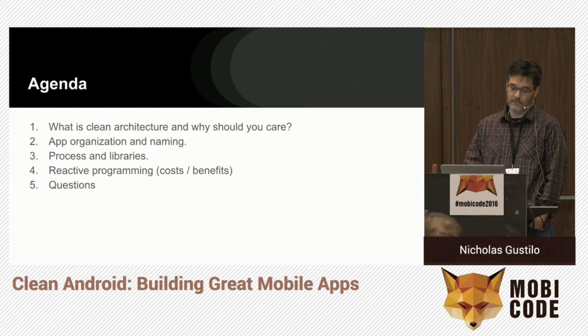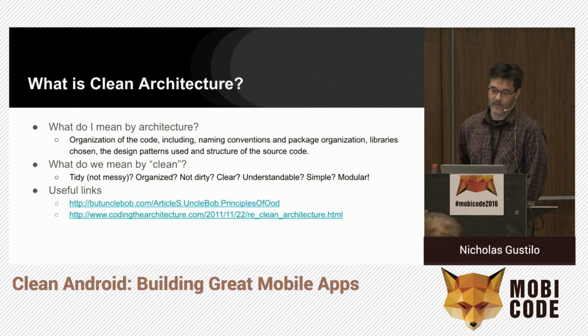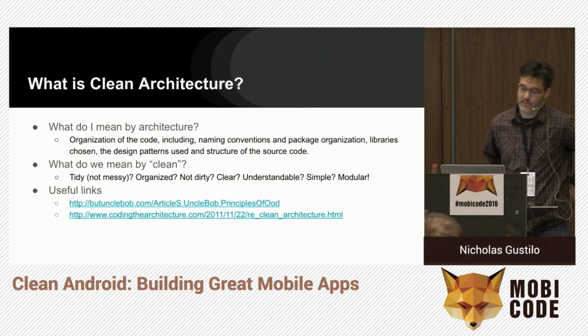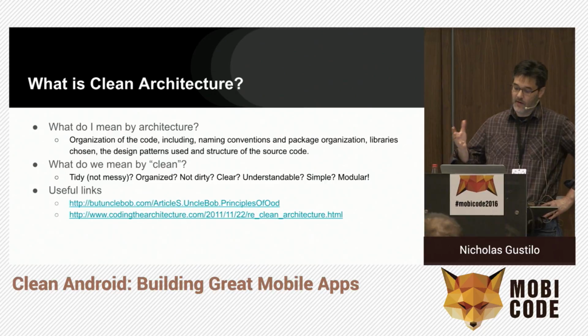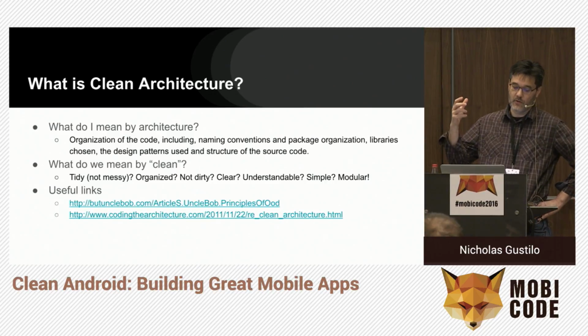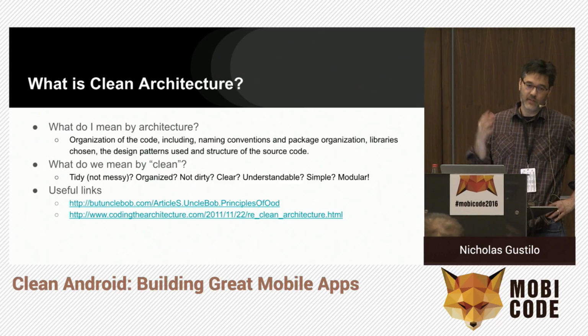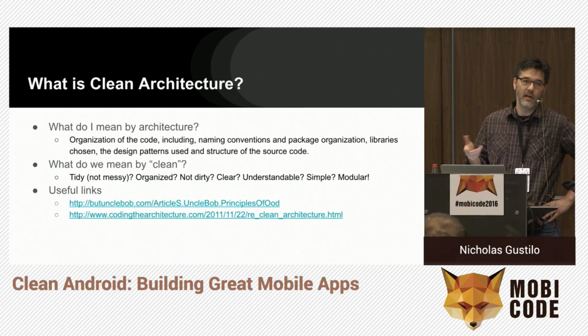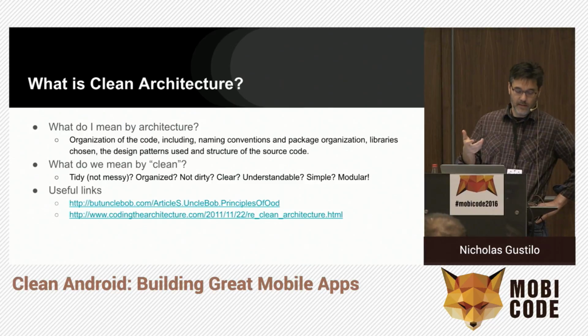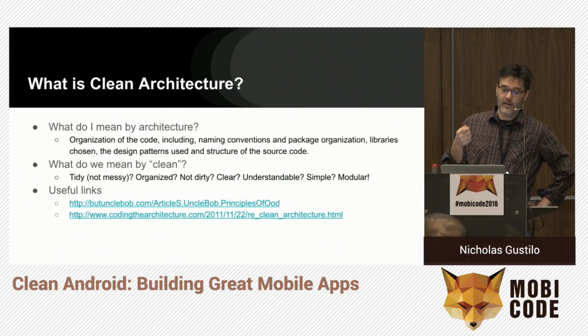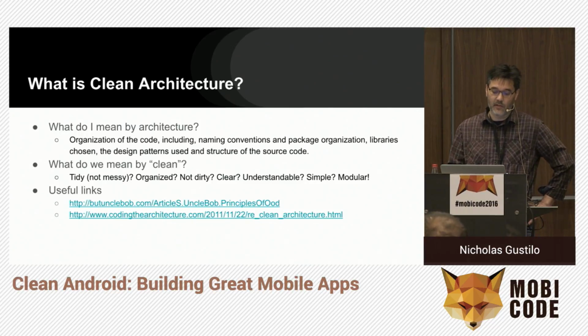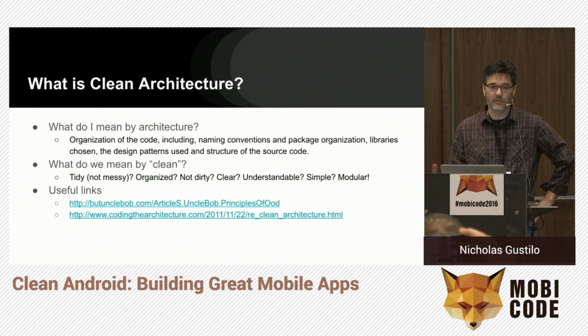Okay, let's get started. What do I mean by architecture, and then specifically clean architecture? For me, architecture is basically how you organize your code, including naming conventions, package organization, libraries chosen, design patterns used, and the structure of the source code itself. So it's really comprehensive. Almost everything we do in software, at some level, has to do with architecture and how you cut things up. So it's important, and I'm going to talk about that a little bit. I'm not going to get down to the level of the structure of the code and the details.